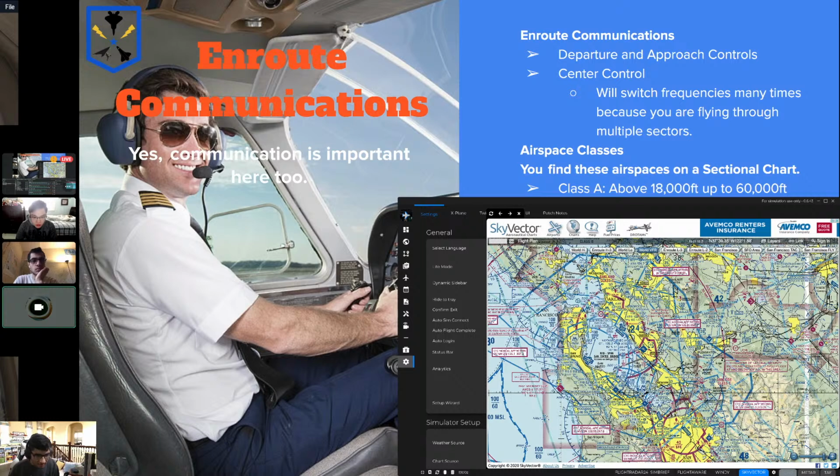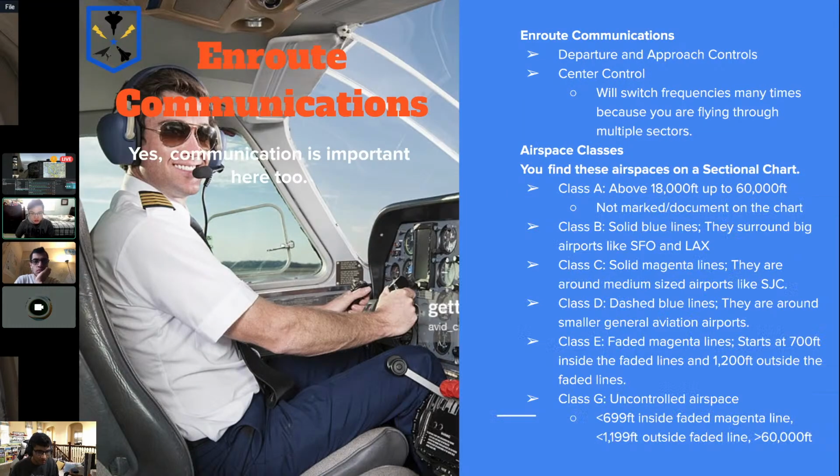Class Delta airspaces surround small general aviation airports, and they are dashed blue lines. An easy one to see is Reid-Hillview. I actually don't see it. Oh, I do see it.